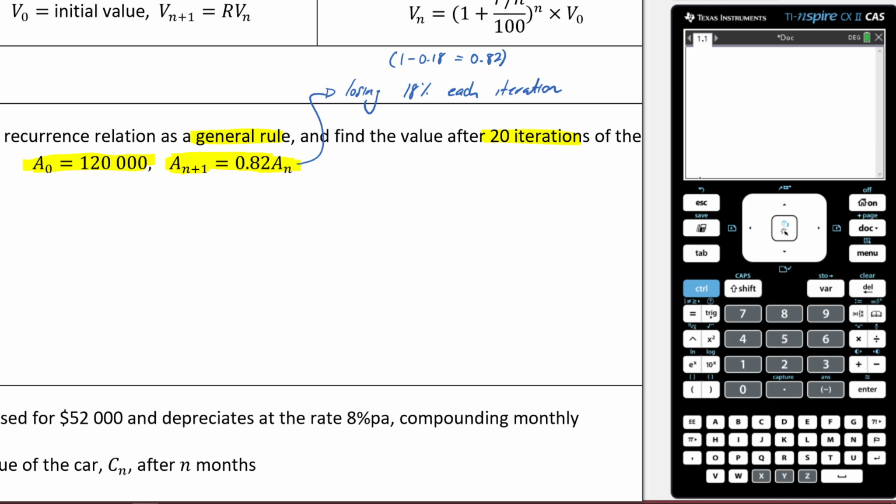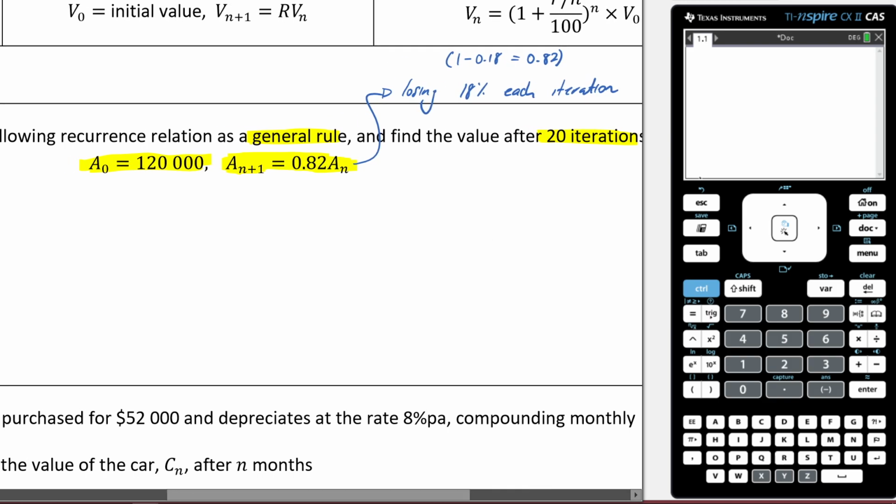So in other words, when you go into a shop and they say, hey, you get 18% off, that means you're paying 82% of the value. So I'm losing 18% each iteration, which means that I'm taking 82% of the value each iteration. That's important that you just look at that and understand, oh, this is the calculation that's going on just in the background.